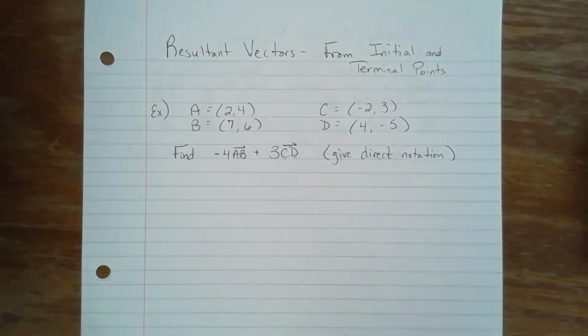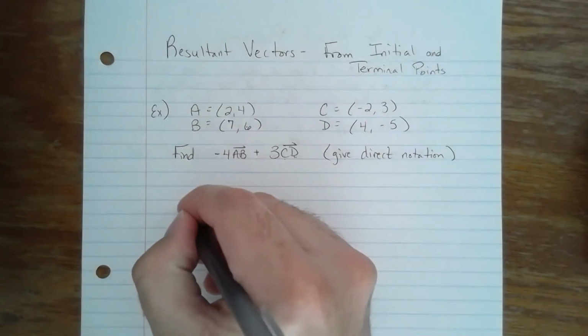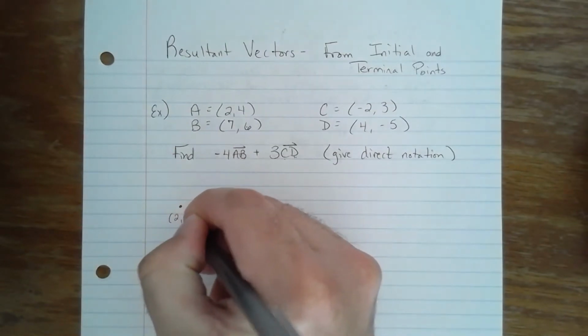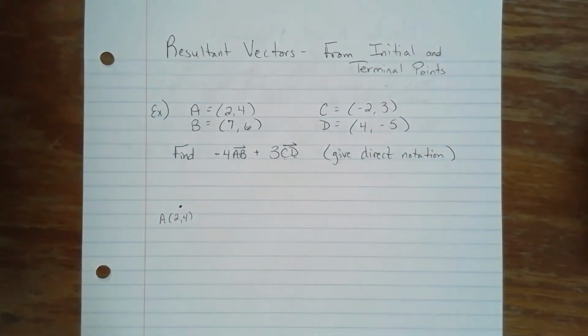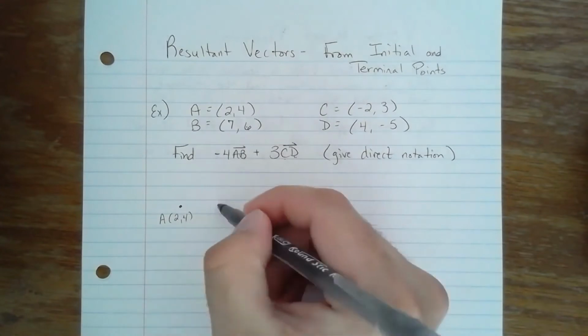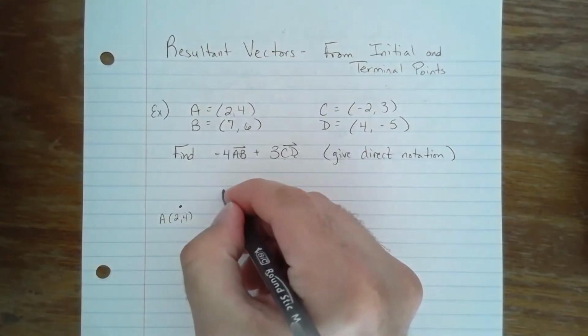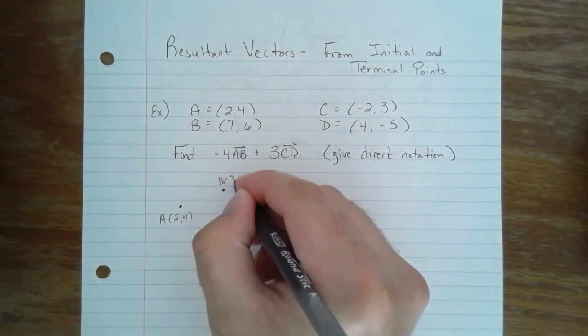Okay, so what I tend to like to do with these is do a rough sketch of these points. So let's say this is the point 2, 4. I'm going to go ahead and, like I've done in previous videos, put the letter A beside that so we know that that's the point A. 7, 6 would be off to the right and then up just a little bit. So we'll just go about here and I would call that B at 7, 6.